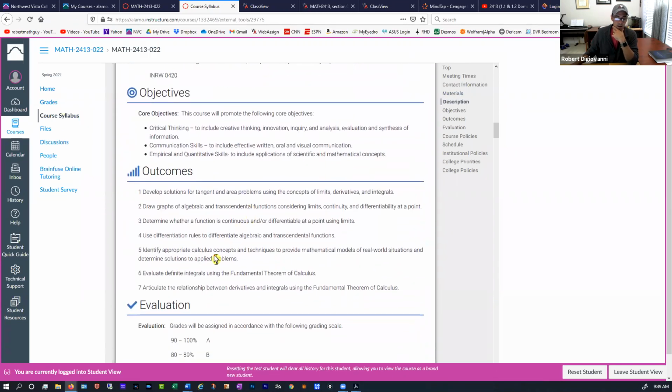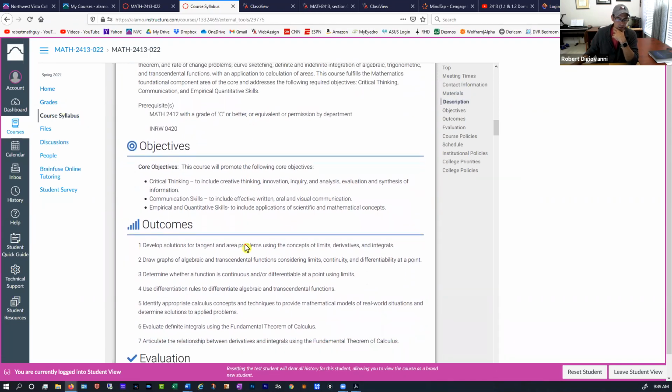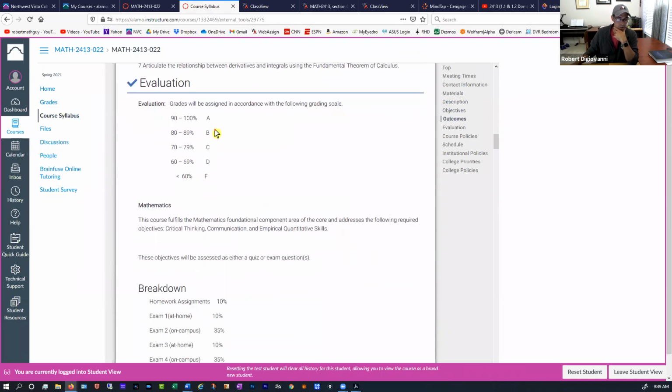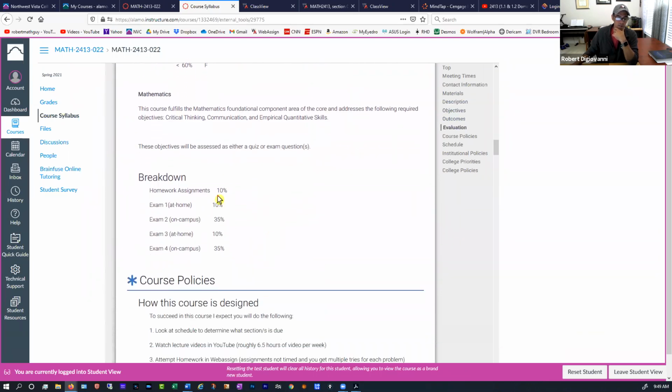Description and objectives and outcomes. You can read through all this. This is kind of like what Cal 1 is about. And then the important thing, the grades, right? So standard grading scale, A, B, C, D, and F are the only options for your grades. And the way your grade is broken down is you have all the homework that you do online through Webassign. That's 10% of your grade. Then you have 2 exams that you do at home.